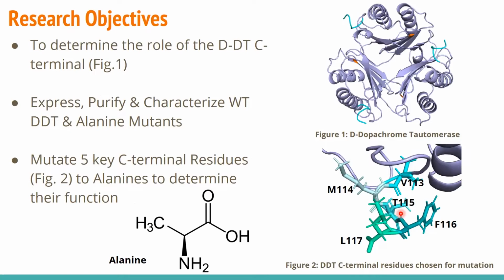So for our research objectives, we wanted to determine the role of the DDT C-terminal, which is pictured as bright blue tails here in figure 1. We would do this by expressing, purifying, and characterizing wild-type DDT and alanine mutants. We chose to mutate 5 key C-terminal residues listed here in figure 2. So we would mutate each of these individually to alanines, pictured here, to determine their function.